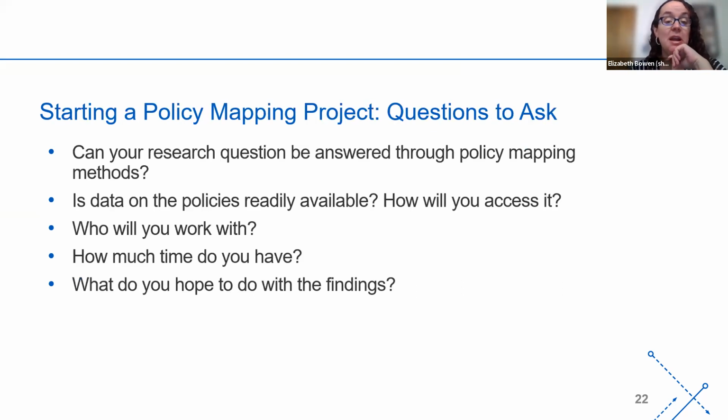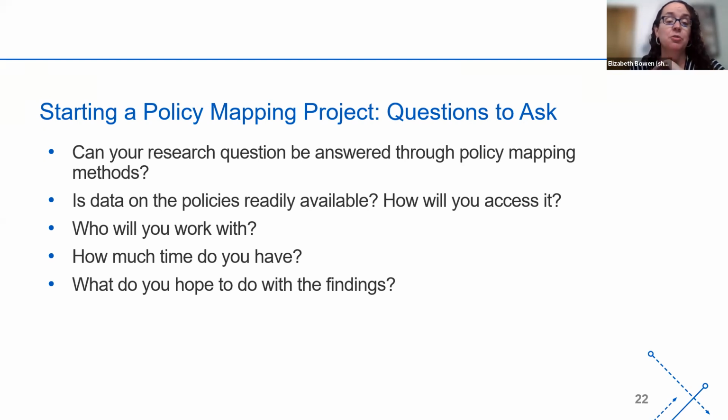A few questions to ask yourself if you're thinking of using this methodology. Number one, I would say, is just to make sure: can your research question be answered through policy mapping methods? Because of course, there's many other ways to analyze policy. This isn't necessarily the right tool for every job. So that's the first question. Number 2 is to check, is there data on your policies available? So we use congress.gov, depending what context you're looking at, to make sure that that information is available and to think about how you're going to access it.